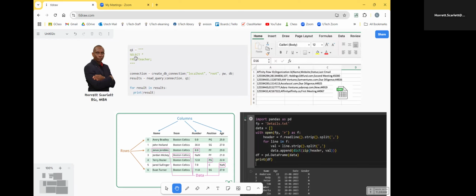So this is saying we are selecting all the data, all the information, from a particular table in the database called teacher. Once we get those records, those pieces of information, we are going to loop through them and display the results. So that is possible using Python.